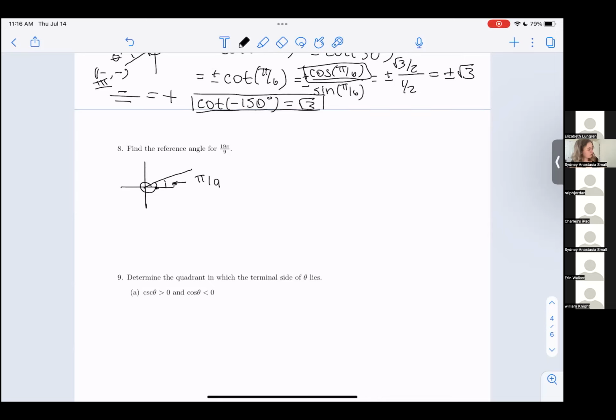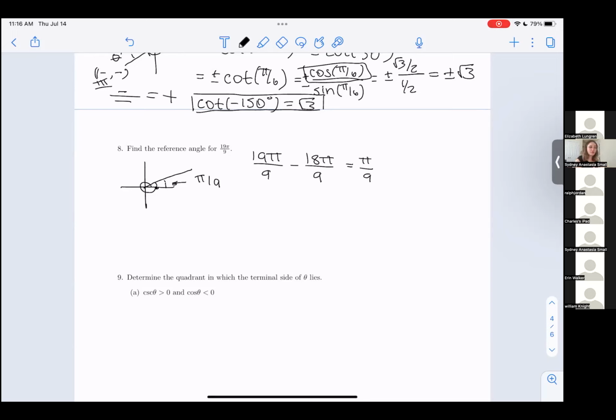We could have also found that by taking 19 pi ninths and subtracting 2 pi from it, because 18 pi over 9 is just a really fancy way of writing 2 pi, just making a common denominator, and then it's pi over 9. Those two angles are coterminal. You could have just drawn the angle pi ninths and seen, okay, that reference angle is pi over 9.